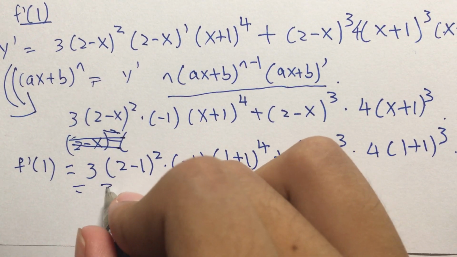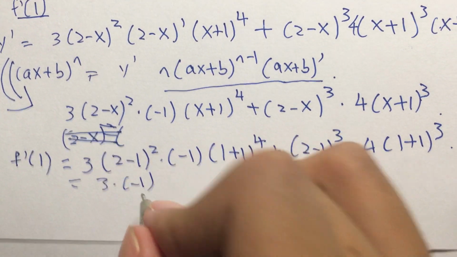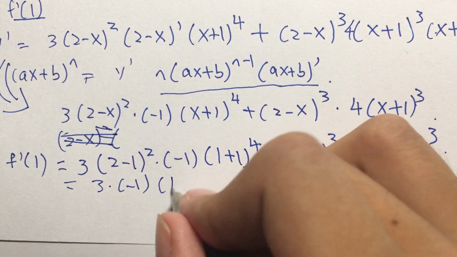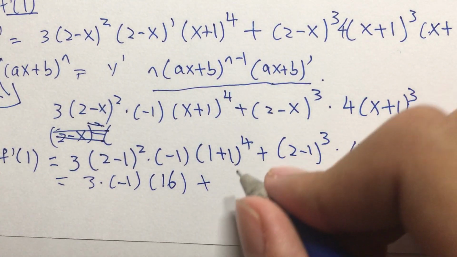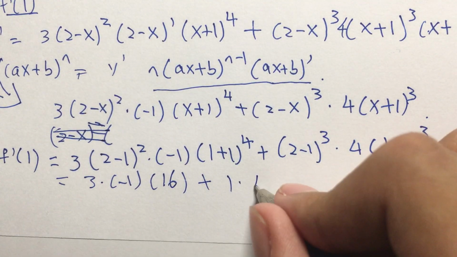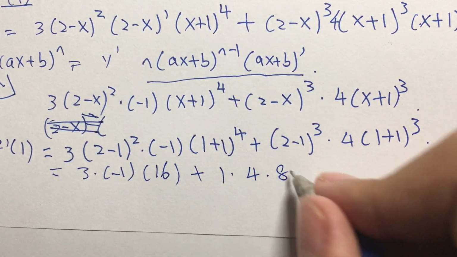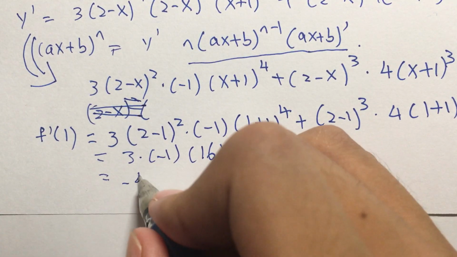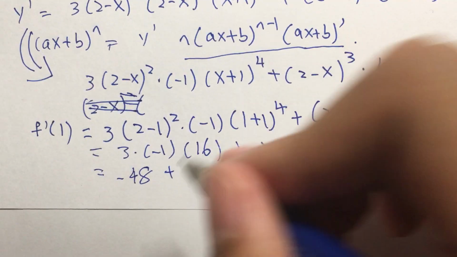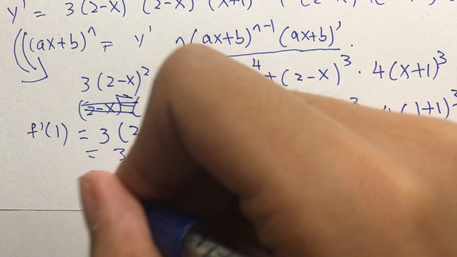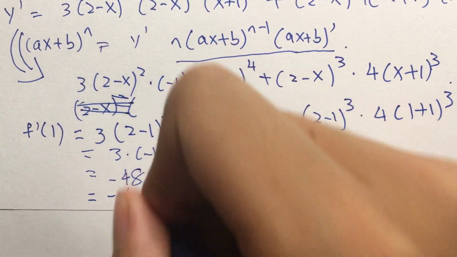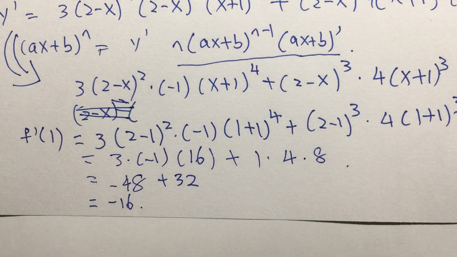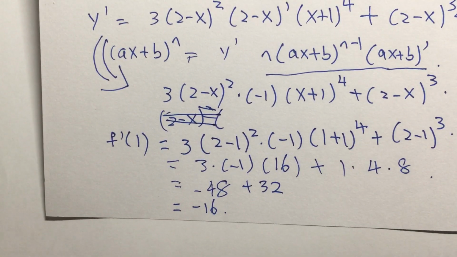And this is equal to 3 times negative 1 times 16 plus 1 times 4 times 8. And this is equal to negative 48 plus 32, which is equal to negative 16. And we have our f'(1).